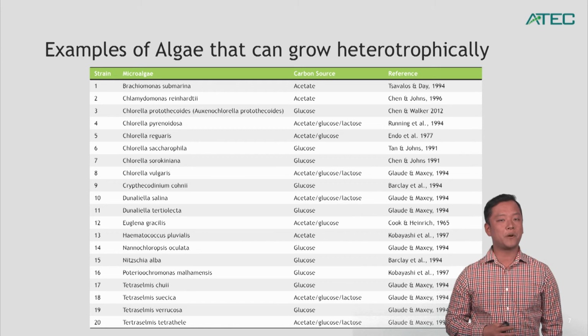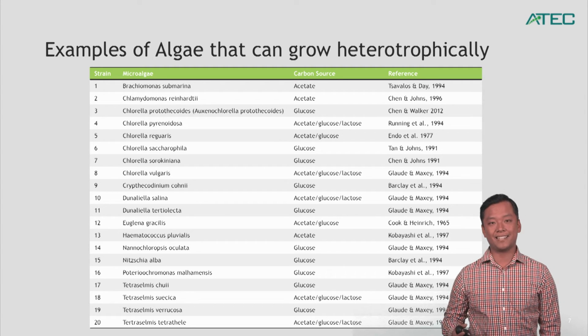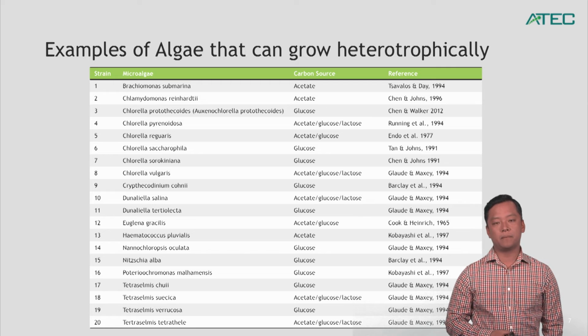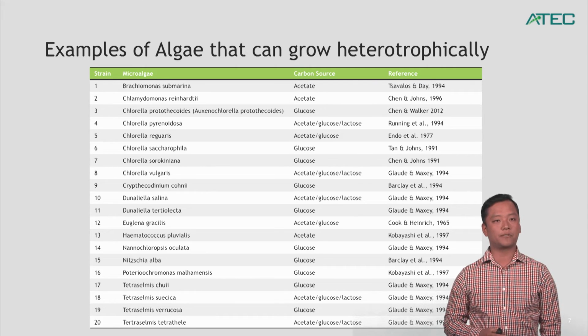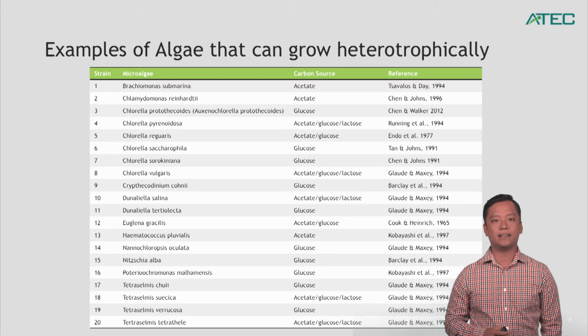At Triton, we focus specifically on the green algae Chlamydomonas reinhardtii, which is probably one of the more robustly studied algae out there. I would say the two main algae that are typically grown in heterotrophic growth are Chlorella and Schizochytrium, which is the DHA producing algae.